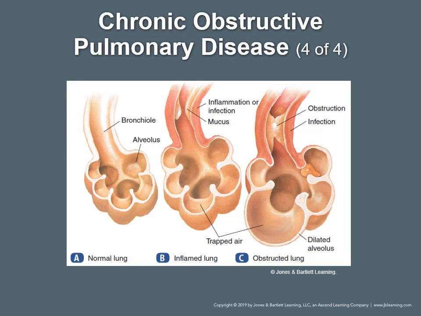This figure shows how repeated episodes of irritation and inflammation in the alveoli result in the obstruction, scarring, and some dilation of the alveolar sac, characteristic of chronic obstructive pulmonary disease. Figure A is a normal alveolus. Figure B is infection-produced mucus and swelling. And C is a mucus plug, which creates an obstruction and further dilation of the alveolus.